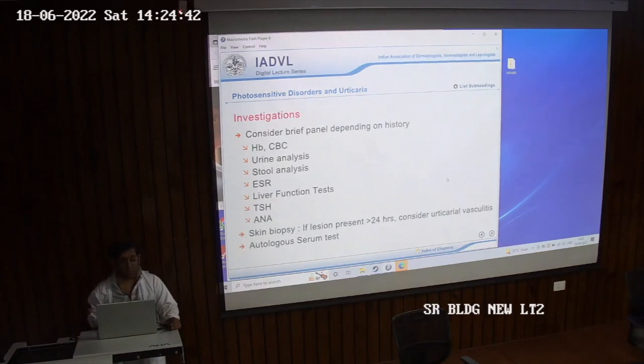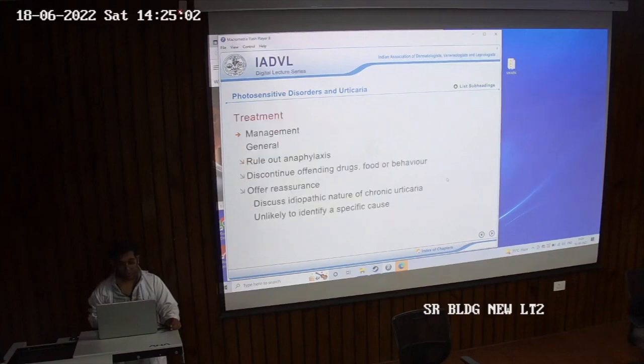Investigations include a brief panel depending on history. These include hemoglobin and CBC, urine analysis, stool analysis, ESR, liver function test, TSH, and ANA. Skin biopsy: if a lesion is present for more than 24 hours, consider urticarial vasculitis. And now the autologous serum test is also done.